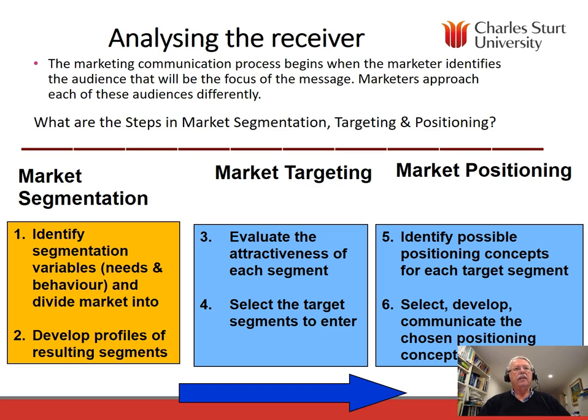Steps 5 and 6 relate to market positioning. In other words, what kind of positioning concept? What is the message? What is the theme? What is the pitch that the marketeer will make towards this particular market? And then step 6 is developing their communications process after having developed the positioning concept.